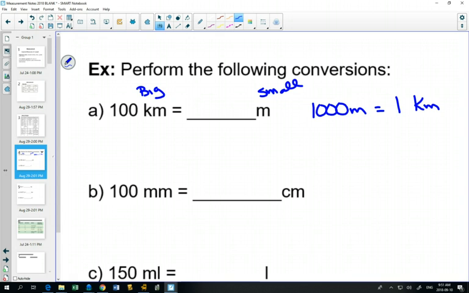And if you're thinking about that, you're going to ask yourself, should I multiply by 1,000 to get more of them, or should I divide by 1,000 to get more of them? And in this case, we're going to need to multiply by 1,000. So when I take 100 and I multiply it by 1,000, I'm going to get 100,000 meters.